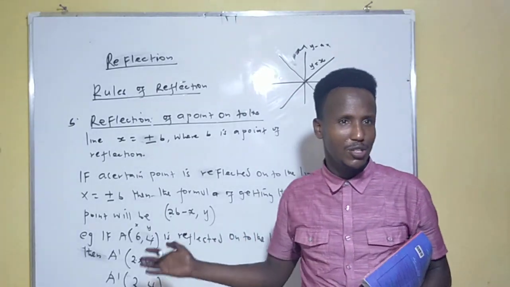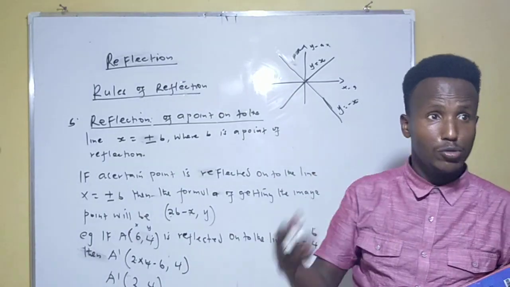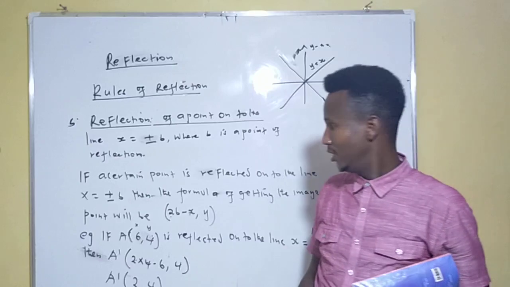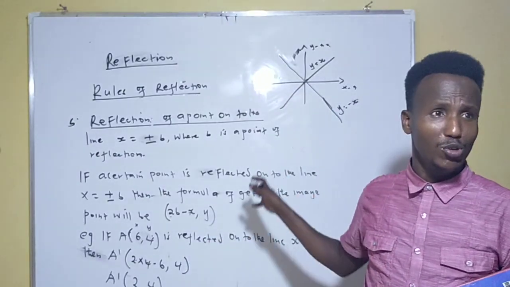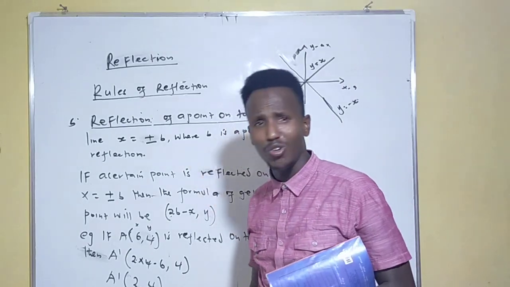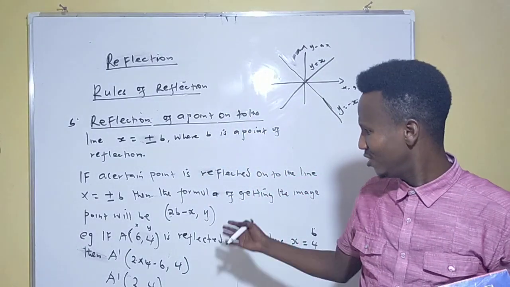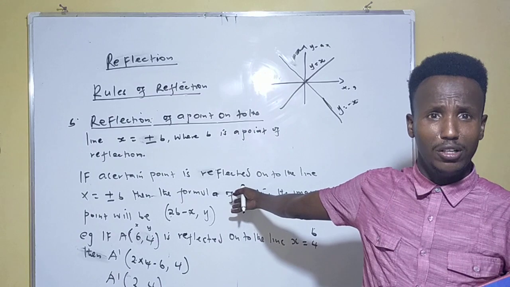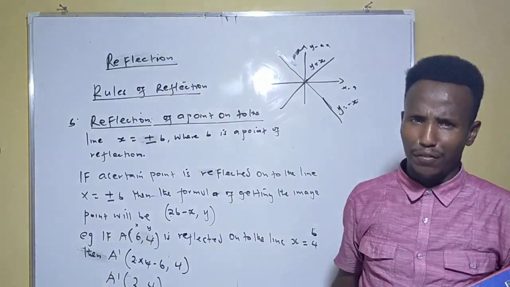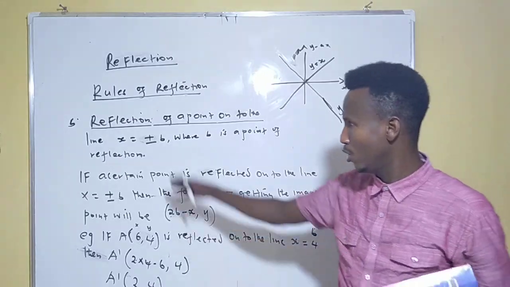But remember, these rules are from my personal critical thinking. I did critical thinking and came up with these rules so that it will help you during examination. It is through critical thinking, my dear. So the moment you digest these principles or rules, you will not have problem with reflection. We have only 6 rules, and this is rule number 5.